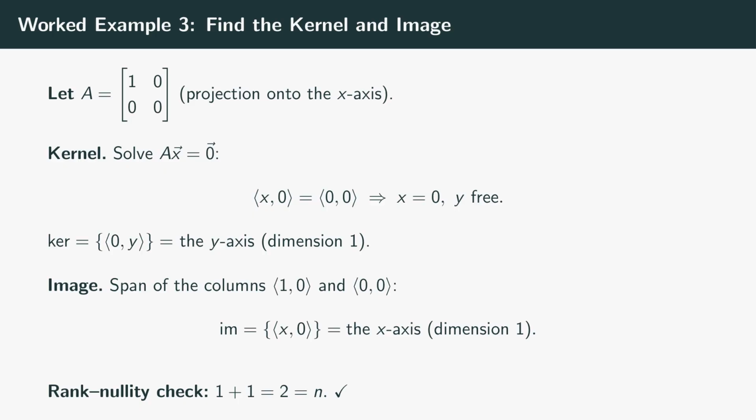Finally, the rank-nullity check. The kernel has dimension 1 and the image has dimension 1, and 1 plus 1 is 2, which is the dimension of the input plane. Everything balances.